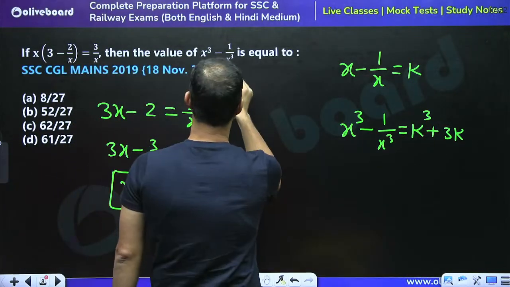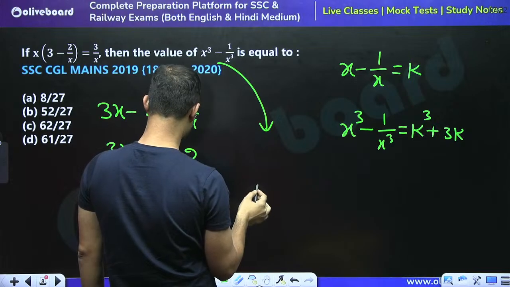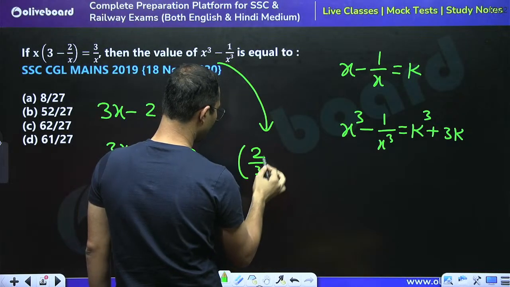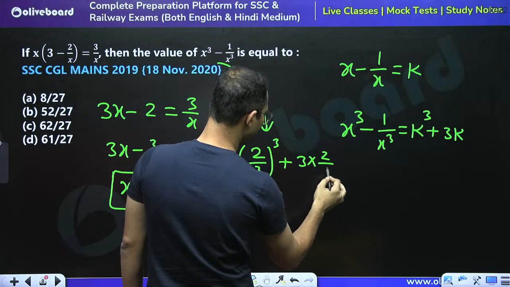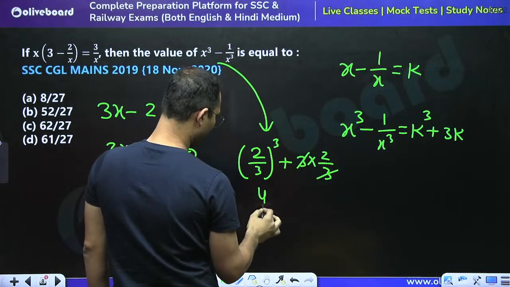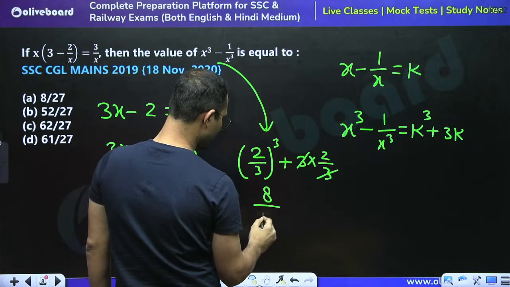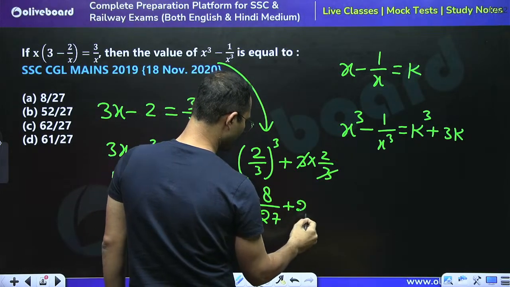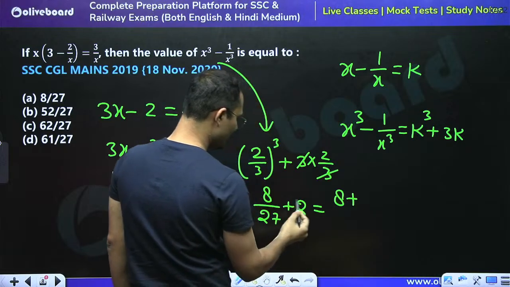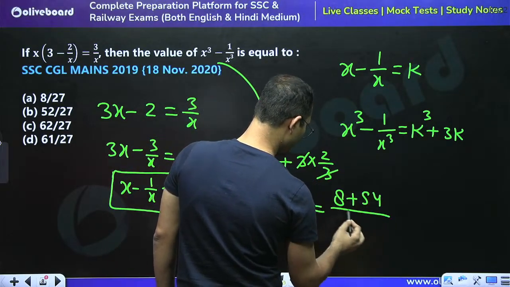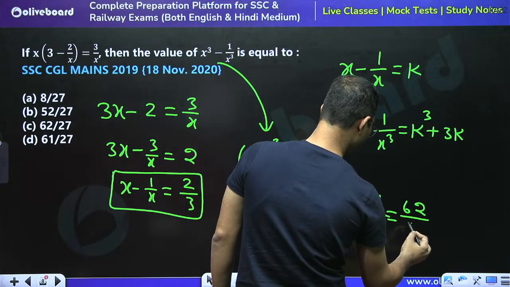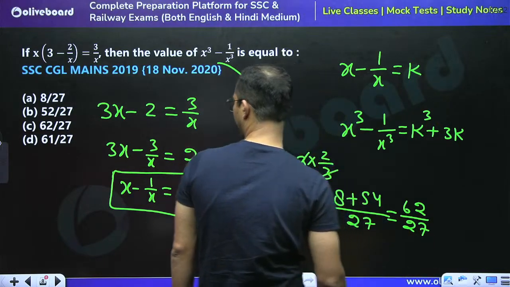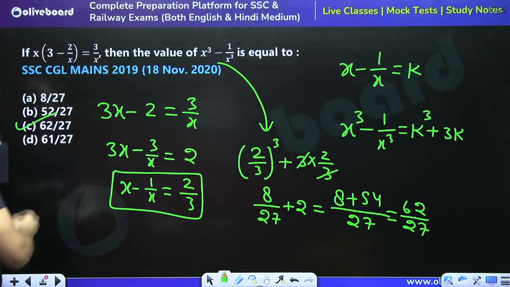So the value for x cube minus 1 upon x cube is going to be 2 by 3 whole cube plus 3 into 2 by 3. The 3 cancels. So 8 by 27 plus 2. So simply I can say that 8 plus 27 into 2, 54, divided by 27. So we can say that 62 divided by 27. So C part is the right answer.